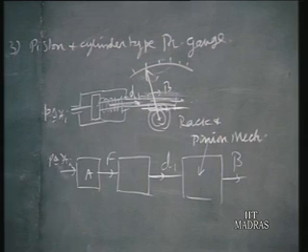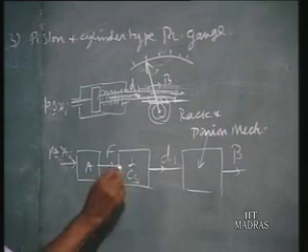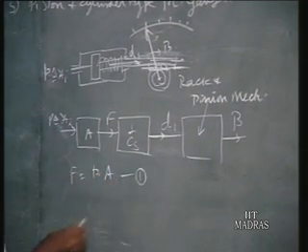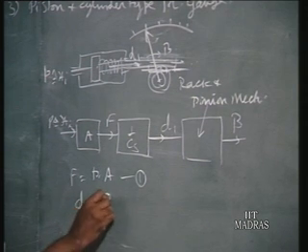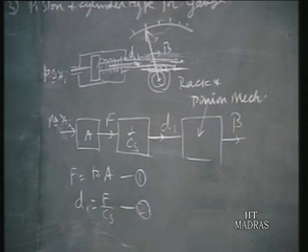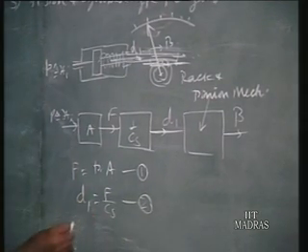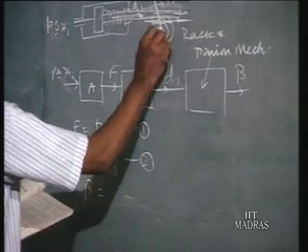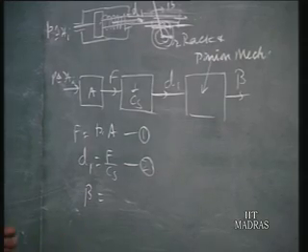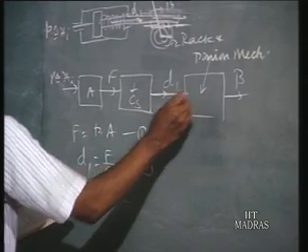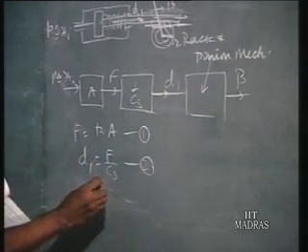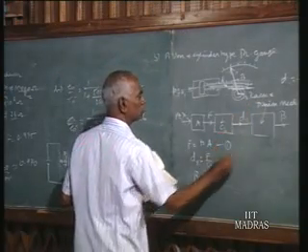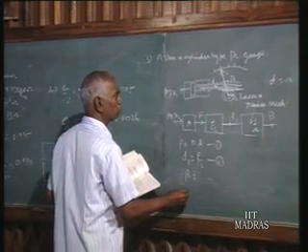And again we draw the signal relation for each block. This is our 1 by Cs, the spring. So the first equation is F is equal to P into A. This is equation 1. For the second block, D1 is equal to F by Cs. This is the second signal relation. Then for the third, if you call the pinion radius R, D1 is equal to R into beta. So beta is equal to D1 by R. So here you will have 1 by R as the gain.